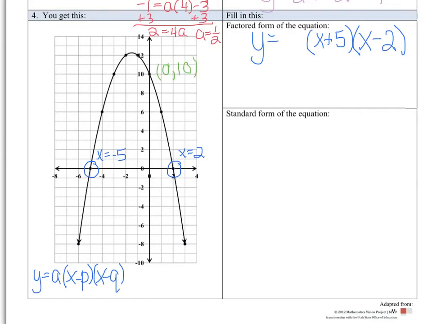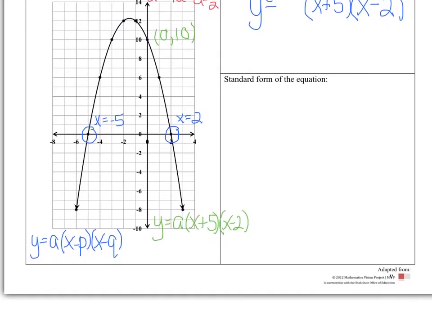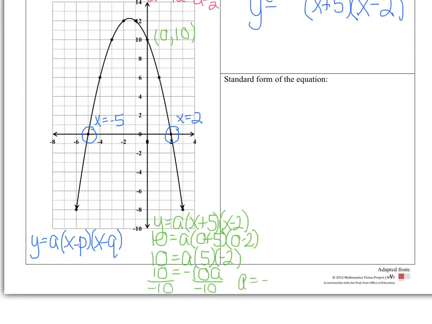So I'm going to do my work down here. Y equals a times (x plus 5) times (x minus 2). And I'm going to scoot this down just a bit. We have y, which is 10, equals a times (0 plus 5) times (0 minus 2). So 10 equals a times 5 times negative 2. 5 times negative 2 is negative 10, so we have negative 10a, and divide both sides by negative 10, and we get a equals negative 1.